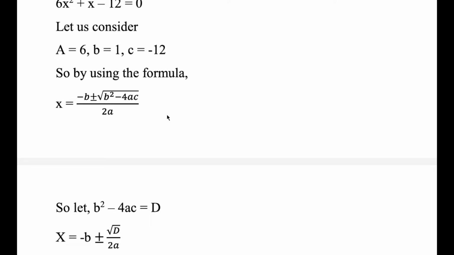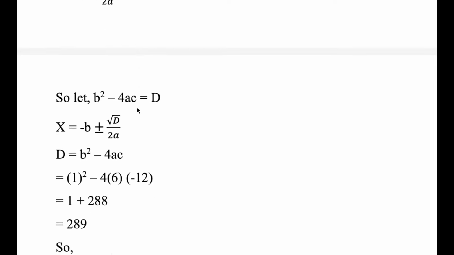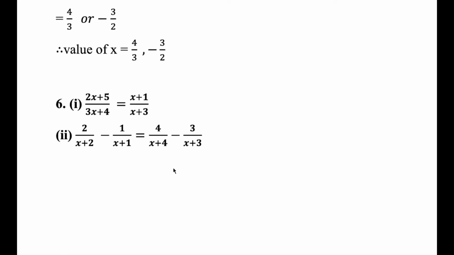After that, use the same formula. x = (−b ± √(b² − 4ac)) / 2a, and put the values of a, b and c. You will get the values of x as 4/3 and −3/2. Come to the next problem.